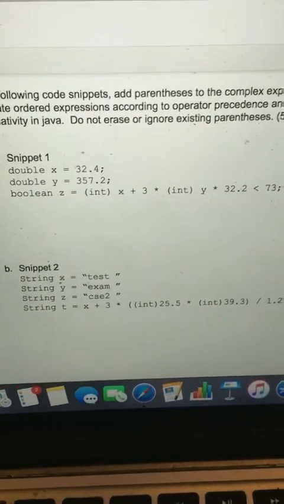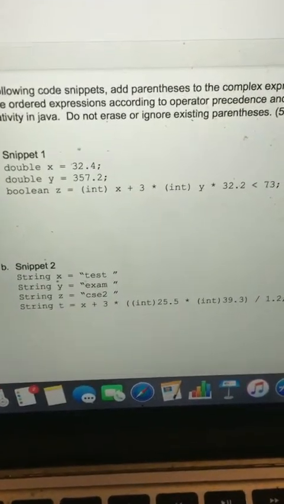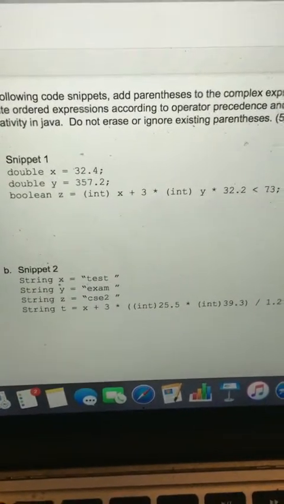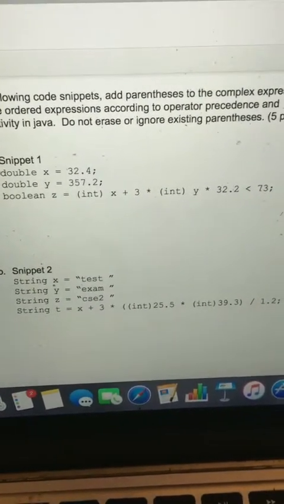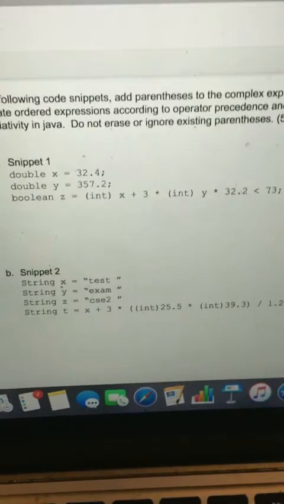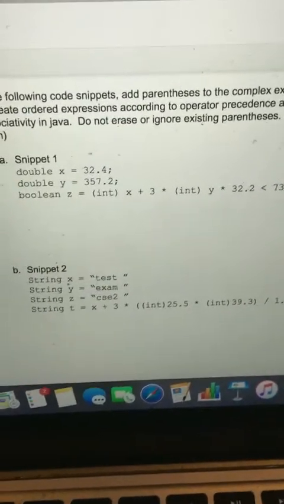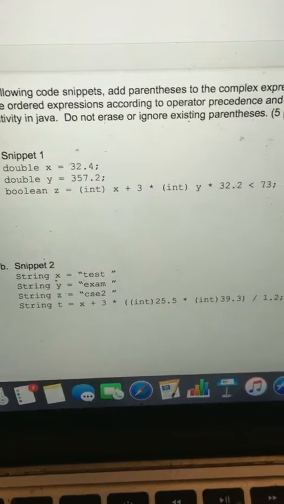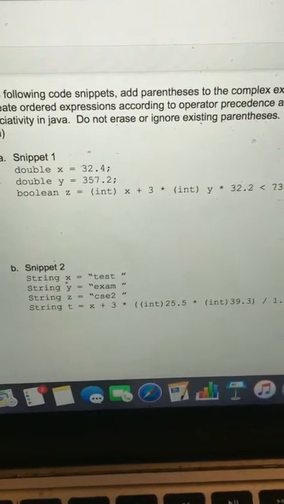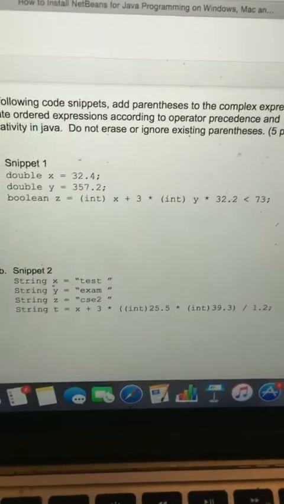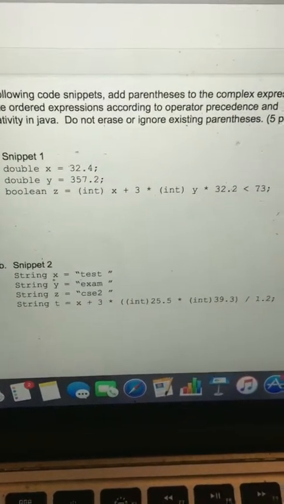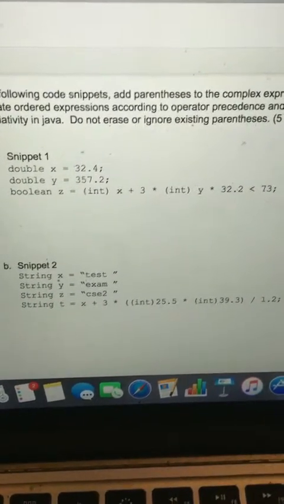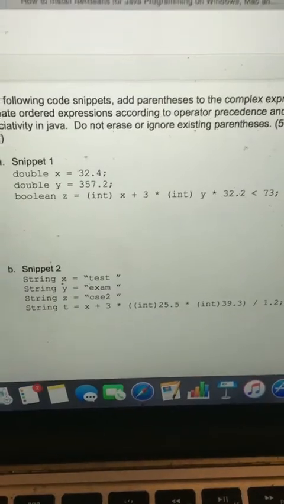And the third operation that's read for question 11 is the addition operation, because multiplication and division have higher precedence than addition. So the third operation will be the product of 3 and 357 and 32.2, that product being added to 32.4. And then the final operation that's read is the comparison of that number with 73.